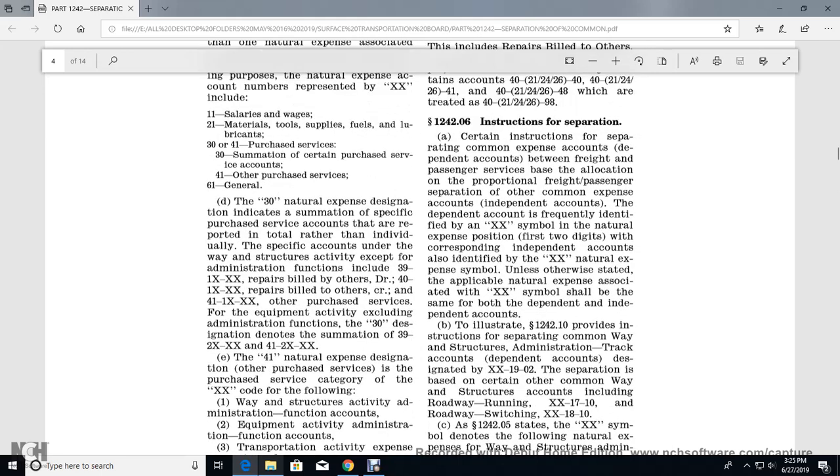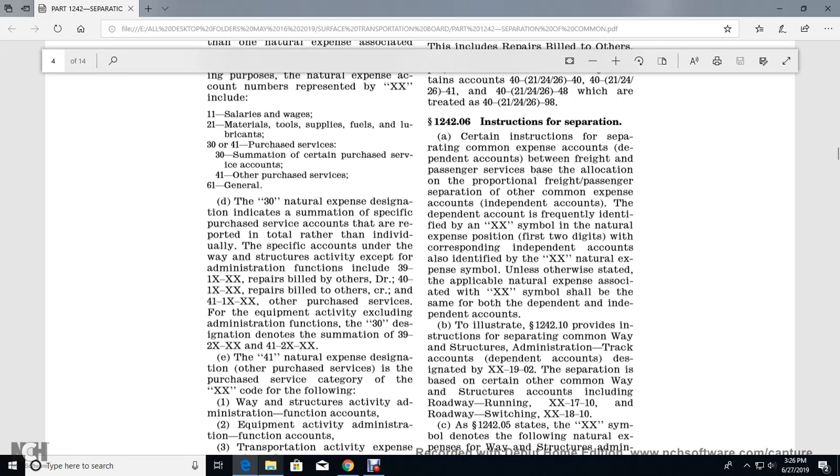Certain instruction on the separation of the common expense of the code dependent of the account between the passenger freight and passenger service, the allocation proportional to the common expense of the independent account. The dependent accounts are frequently identified with the XX symbol, the national expense proposition of the first two digits of the corresponding independent account identified with the XX national expense symbol. Unless otherwise stated, the applicable national expense associated with the XX symbol should be the same in both the dependent and independent accounts.